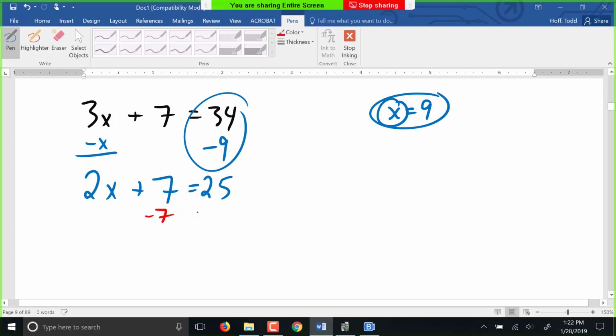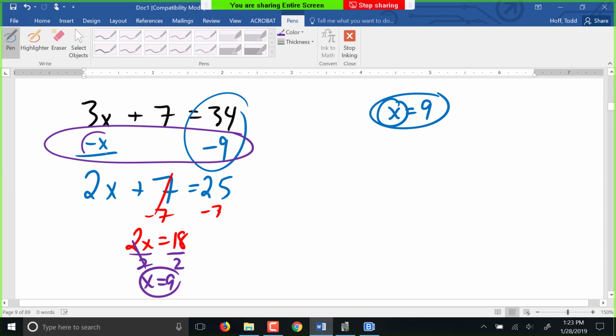If I solve that, I'm still going to get x equals 9. So even though this looked funny, I subtracted x from the left side, I subtracted 9 from the right side. I'm still just subtracting the same value from both sides of the equation. Now that's very important. That's a process that comes up over and over in algebra: we subtract the same value from both sides, even though it doesn't look the same.